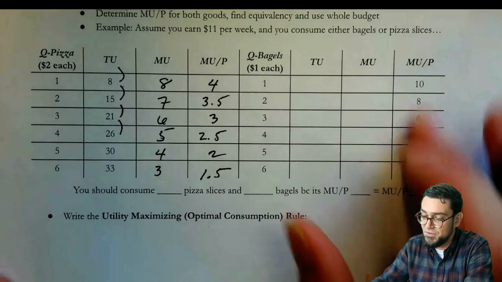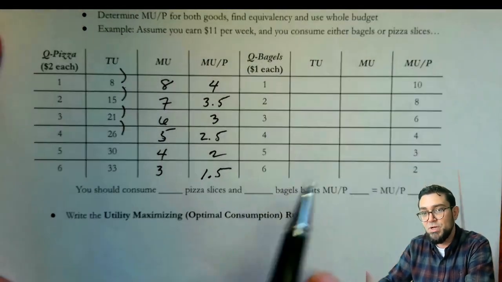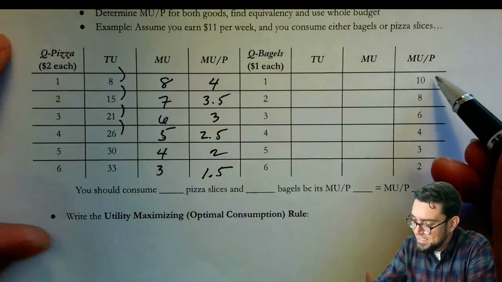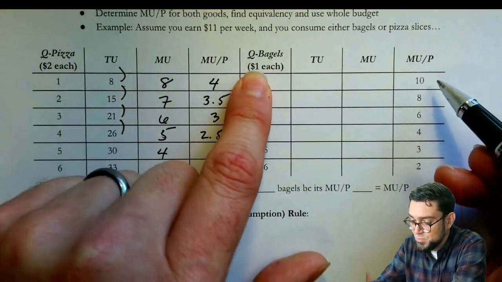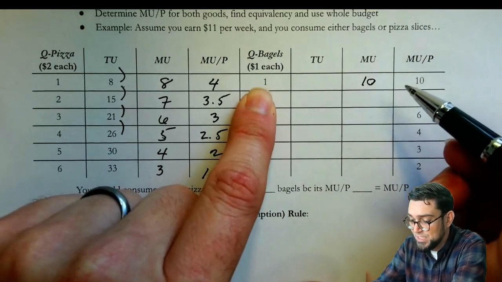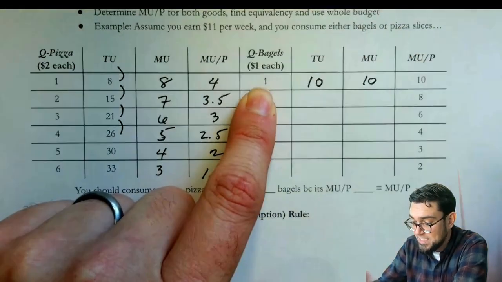So I am going to go ahead and fill this portion out, but this next part, we don't need to do it to be able to figure out MU over P. So let's work backwards. MU over P is 10. I know the bagels were $1, so I know that this MU was 10. And I know that this is the first bagel I ate, so my total utility has to be 10.